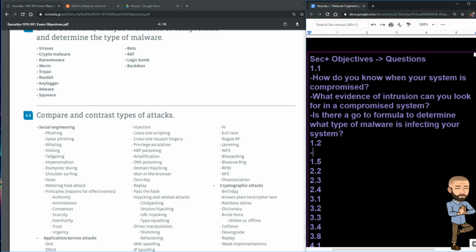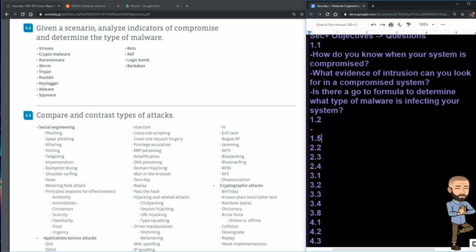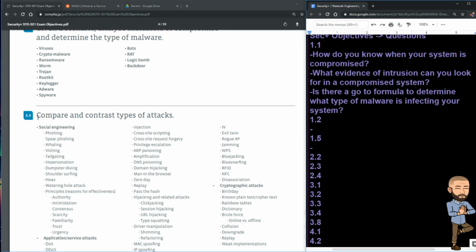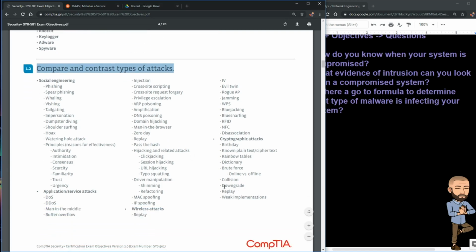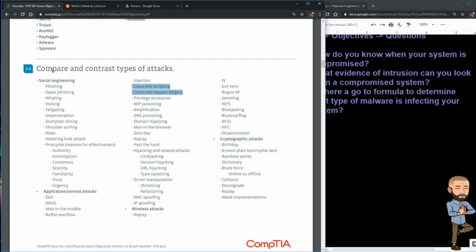All right, so next tricky one, 1.2. You'll see soon it'll be skipping when I get to 1.5. So 1.2 says compare and contrast types of attacks. And this is a huge list, isn't it? I'm going to scan it for any terms I'm unfamiliar with. These two I know I need more help with, cross-site scripting and CSRF. And since it says compare and contrast, that's rough. People taking the Security Plus test would need to compare and contrast any of these two things.